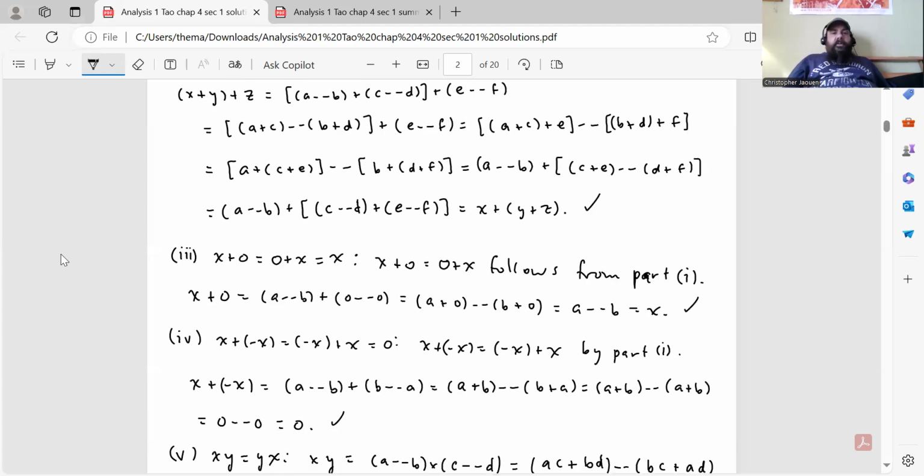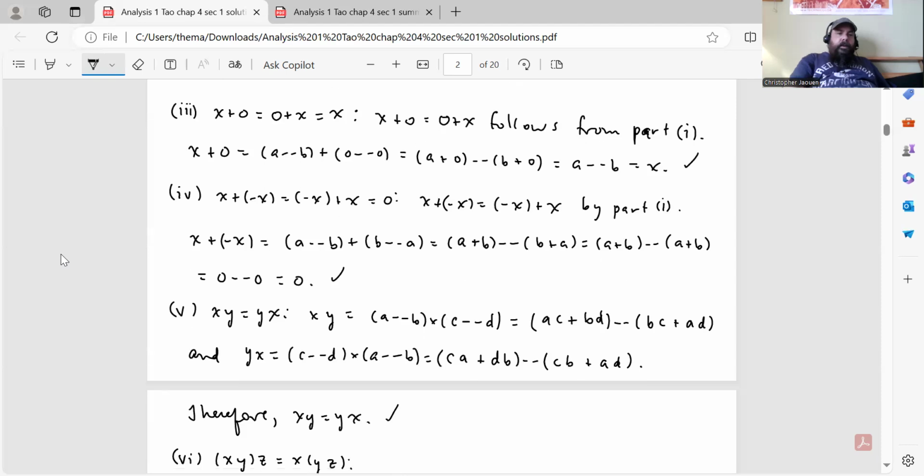All right, third is to show the existence of an additive identity. We don't need to show that x plus 0 is 0 plus x because we already know that addition is commutative. So I just showed that x plus 0 equals x. So x plus 0 equals a minus minus b plus 0 minus minus 0, which by definition of addition is a plus 0 minus minus b plus 0, which is just a minus minus b because 0 plus any natural number is just that natural number. But obviously that's equal to x, so that shows that 0 is the additive identity, right?